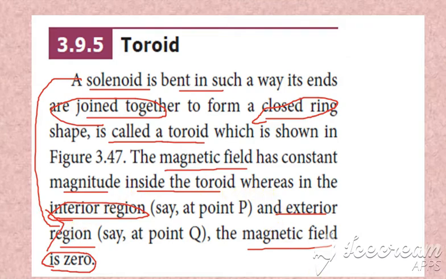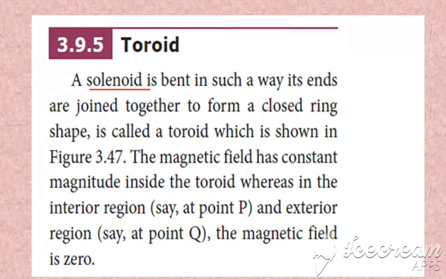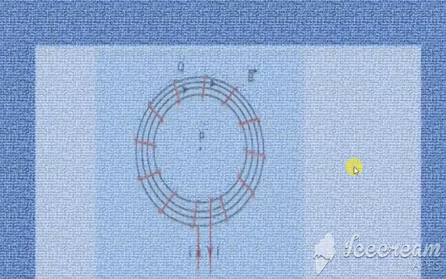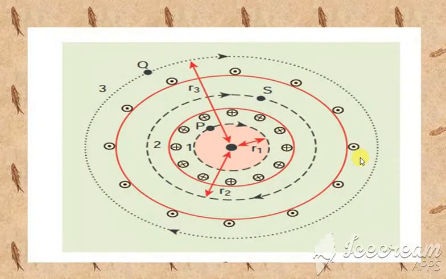Let us see what happens to the magnetic field when you consider a point inside, outside, and also on the toroid. So first let us consider a toroid. This is a circular ring, and it is actually a solenoid. Since it is bent, it forms a toroid. Let us consider 3 points: the point P, which is inside, point Q, which is outside, and point S, which is on the toroid.